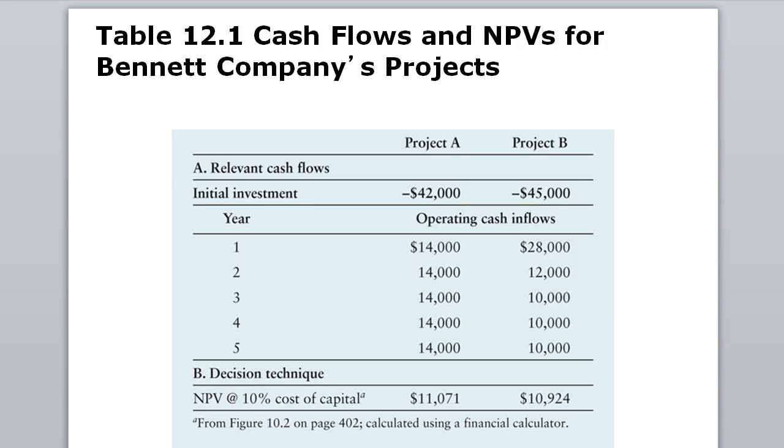This is something that we looked at in calculating net present value for these two projects in the previous chapter. And we know that in Project A, the net present value is $11,000. In Project B, the net present value is $10,900. Making Project A, based on net present value, the project we should accept. And it should be noted that both these projects have different initial investments.